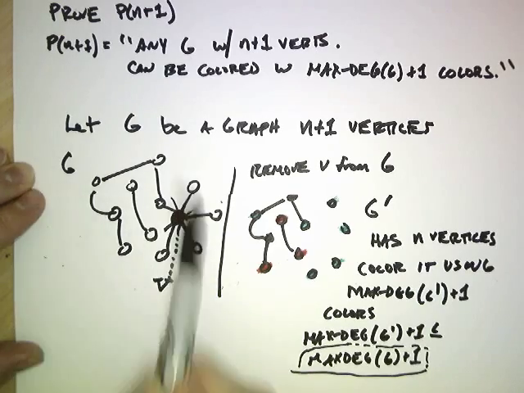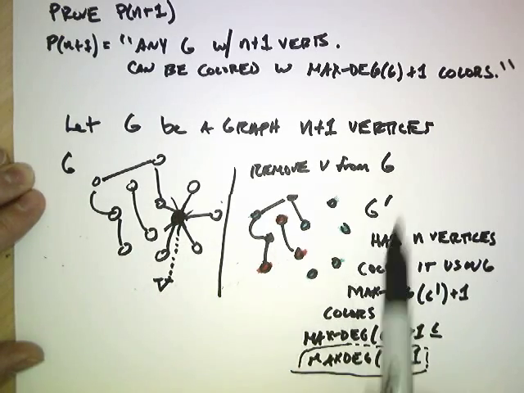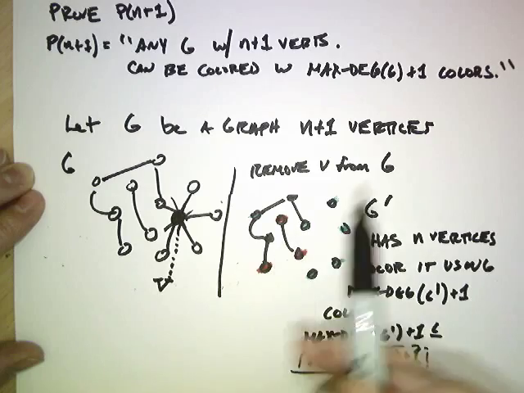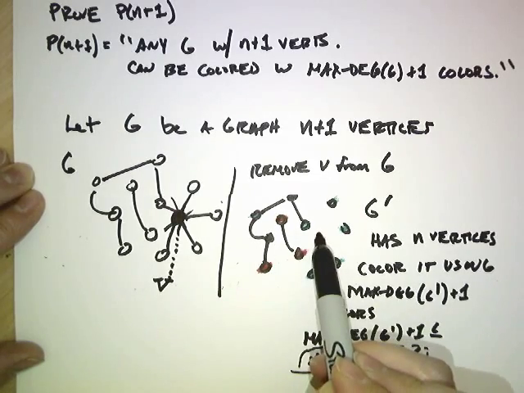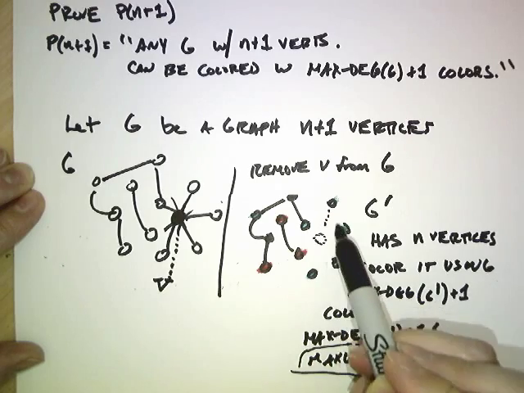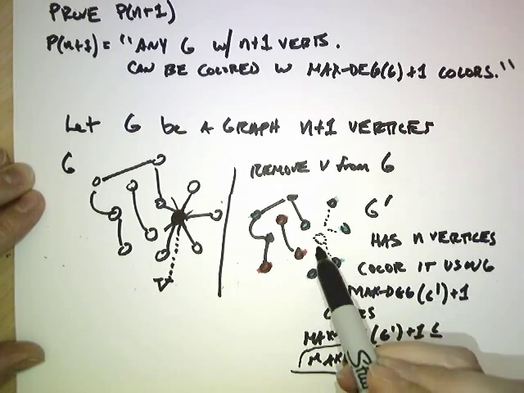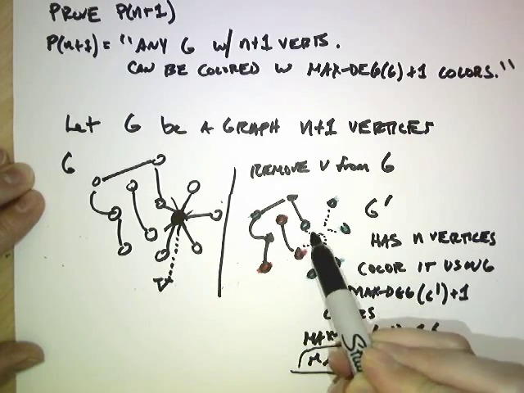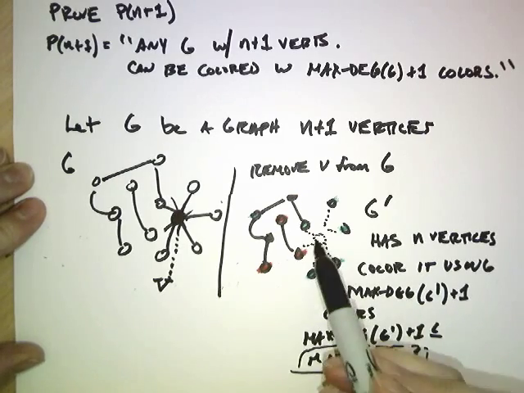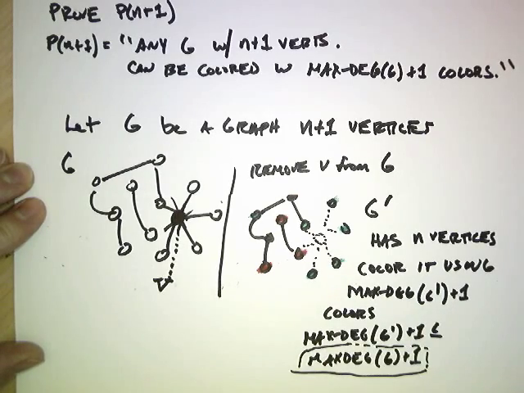So we need to color this graph. And now we have a coloring of this graph. So what do? Well, we need to reinsert V right here. And we need to reinsert V's edges. And now we have to color V. Well, in the absolute worst case, how many colors are going to border V?